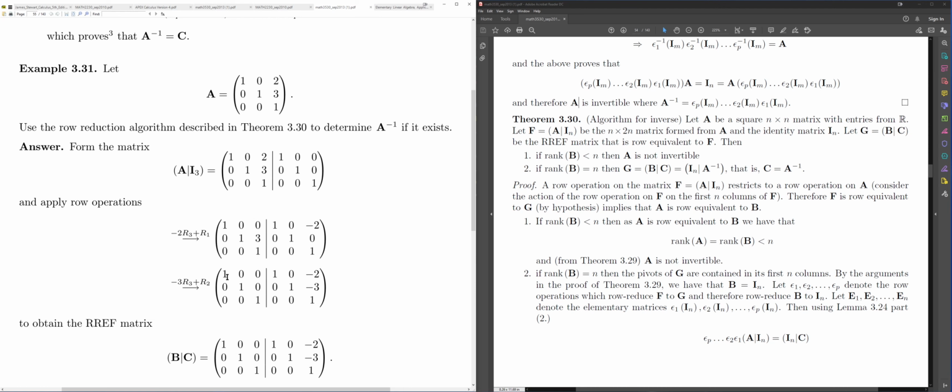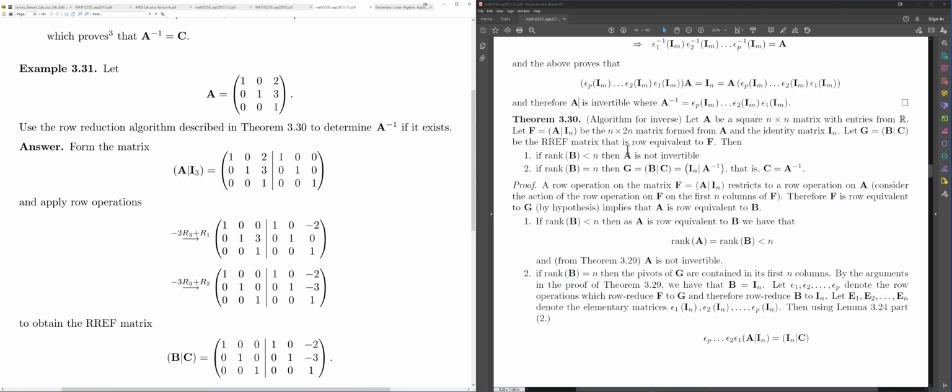And now I have the identity over here. Once you have the identity over here, this is where you stop. And this here is your required inverse.